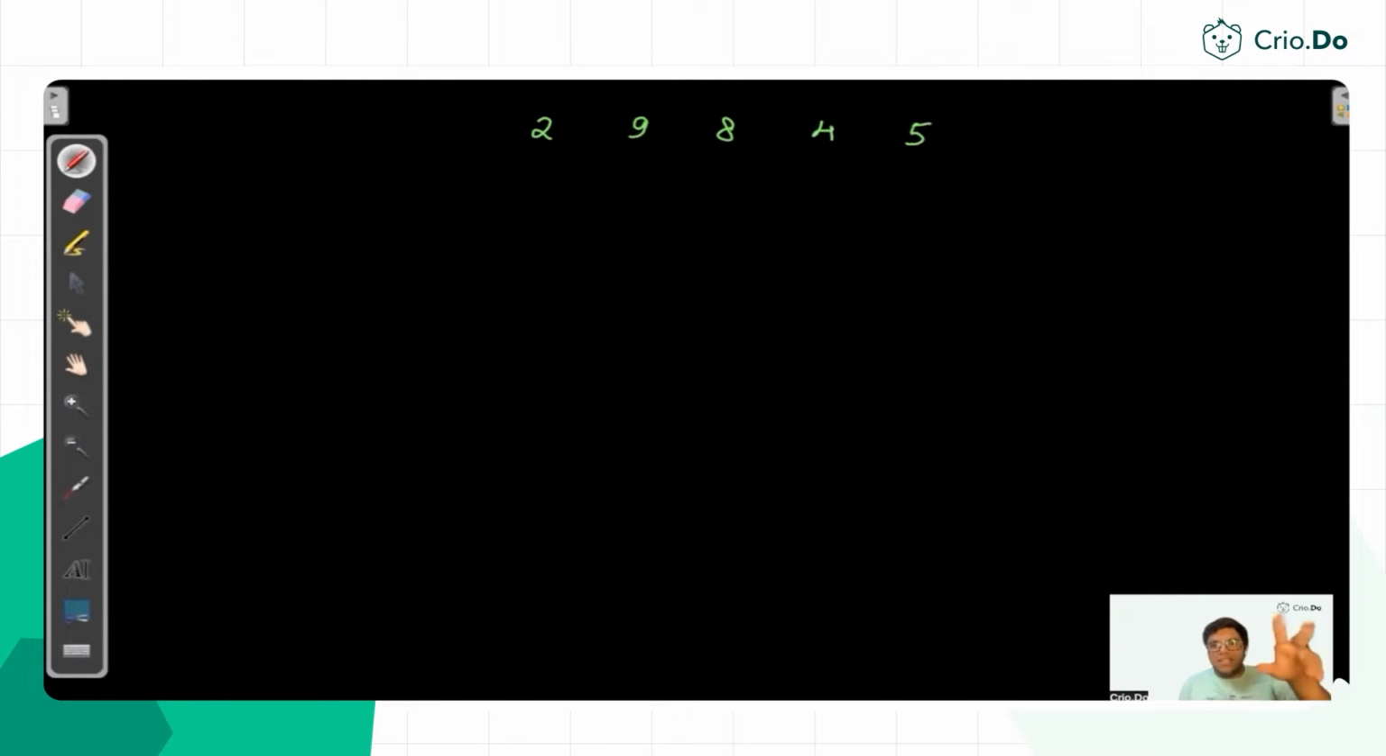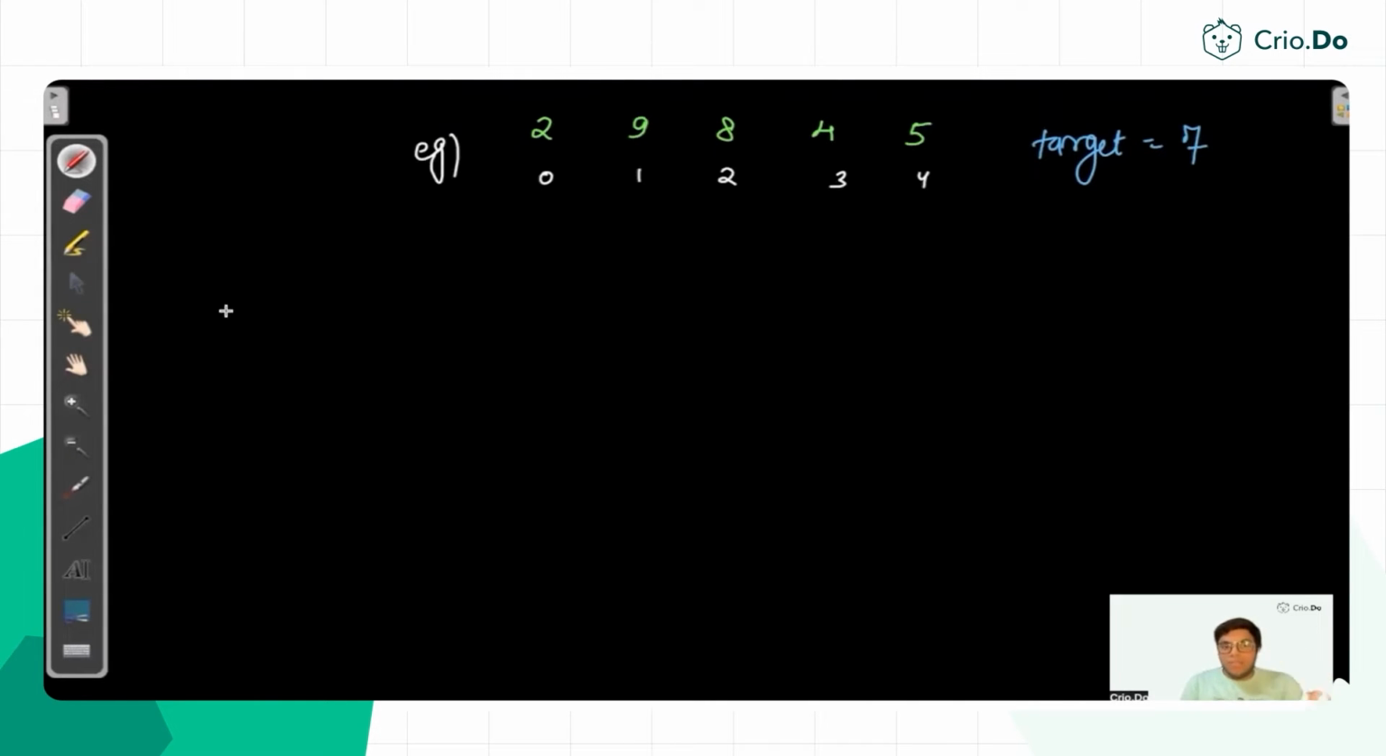So this array is just a shuffled array, because array values can be anything. This is the 0th index, first index, second index, third index, fourth index. I am taking an example input. We need to figure out the target 7. Is there any pair with target 7, with sum 7? The answer is yes, 2 plus 5. But how will we figure it out?